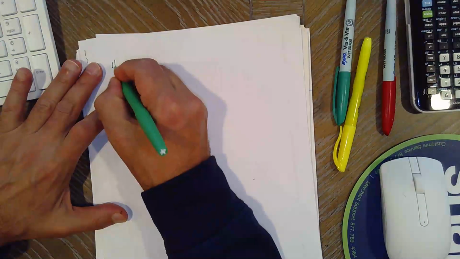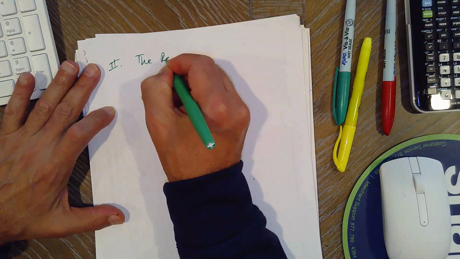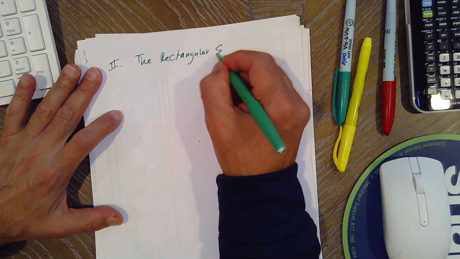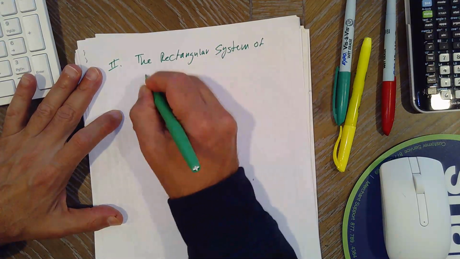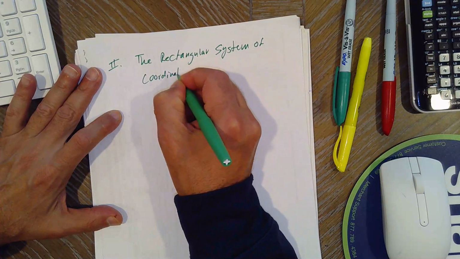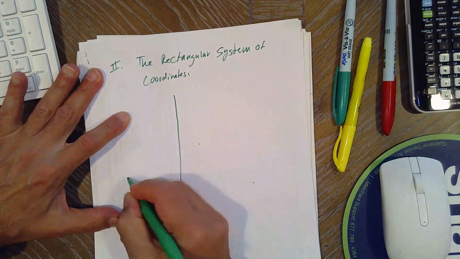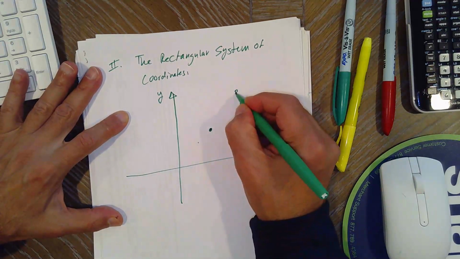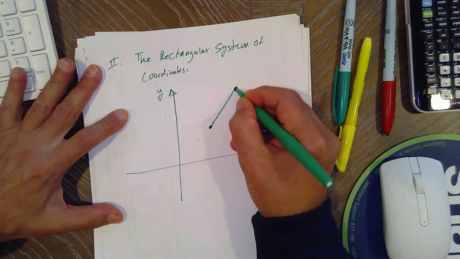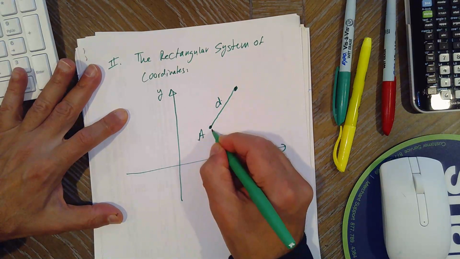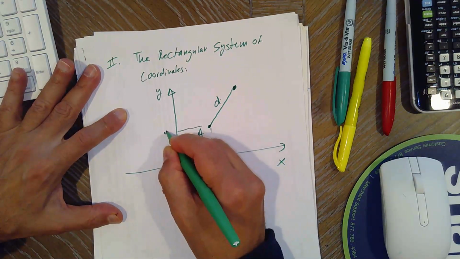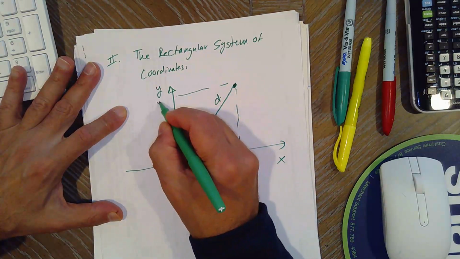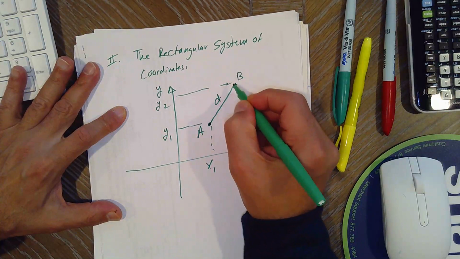If we're dealing with the rectangular system of coordinates, that's what we're dealing with right now, the two dimensional system of coordinates, basically we're looking for any two points, A and B. I'm just going to put them in the first quadrant for simplicity. We want this distance. That's point A, say it has an X and a Y value. We'll label them as first and second. First values for A, second values for B. And we want to find this distance.